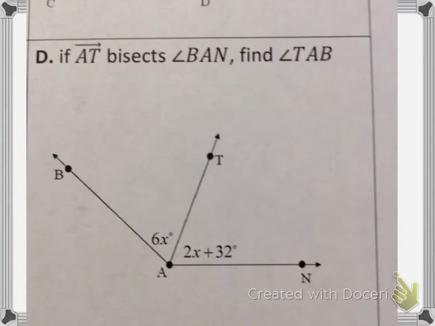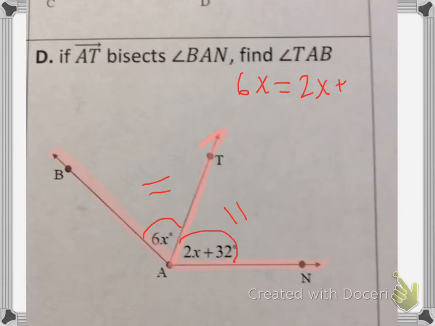All right, problem D. If AT bisects BAN, so this one is a bisector of BAN. Okay, that's awesome to know because what we know now is that this piece over here on the angle is equal to this piece over here because angle bisectors cut angles into two equal pieces. So really now, if they're equal to each other, I can take this angle and set it equal to this angle. So I can go 6x equals 2x plus 32.